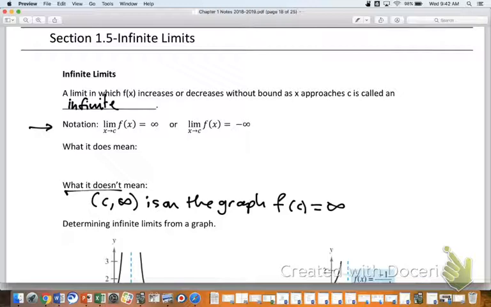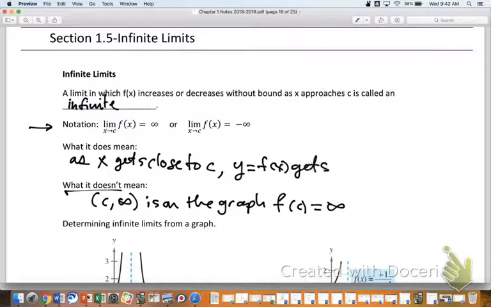What it does mean is as x gets close to c, y, or f of x, gets huge or small. So it either heads towards positive infinity or heads towards negative infinity. We're just talking about the trend.